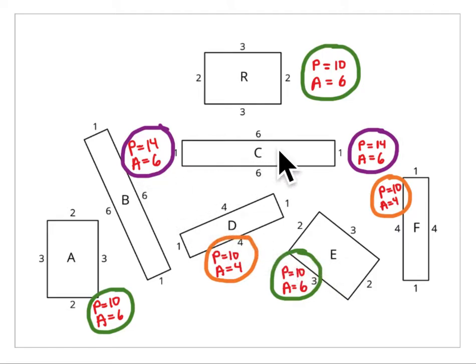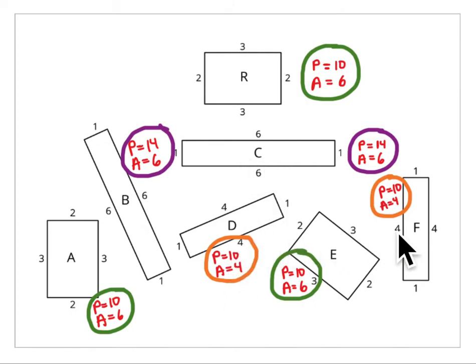B and C are also congruent. So B has a perimeter of 14 units, so it's 14 units around, and C also has a perimeter of 14 units around. B has an area of 6 square units, so it's 6 times 1, and C has an area of 6 square units, 6 times 1. So these two have the same perimeter and the same area. They are congruent. Now remember, the area comes from multiplying the length times the sides. So if the length and the sides are the same, you get the same area, and likewise you are going to get the same perimeter if they're the same.